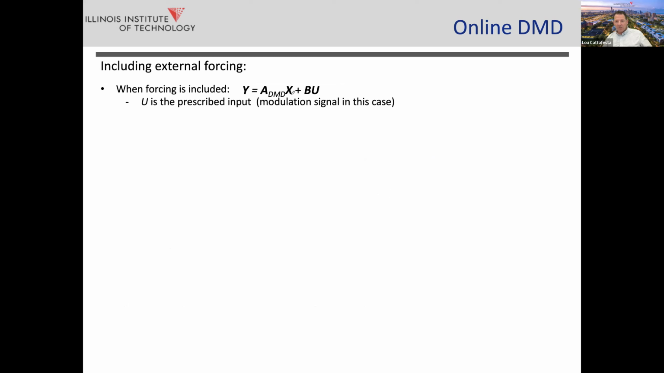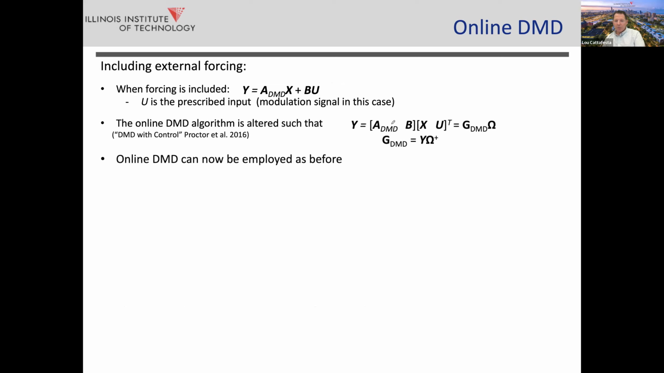Well, basically, we extend this using an approach by Proctor, where we create these augmented matrices. So when we do control in a state space framework, we now have some matrix B and the input U. So all we do is we take the A DMD matrix and augment it with this B matrix, and we take the X matrix and augment it with our control. And then we do exactly the same procedure that I showed you in the previous slide. So this now allows us to do online DMD on the fly, implementing control.